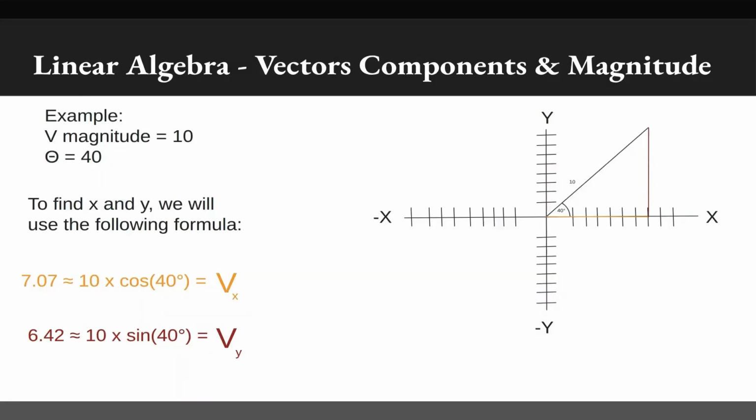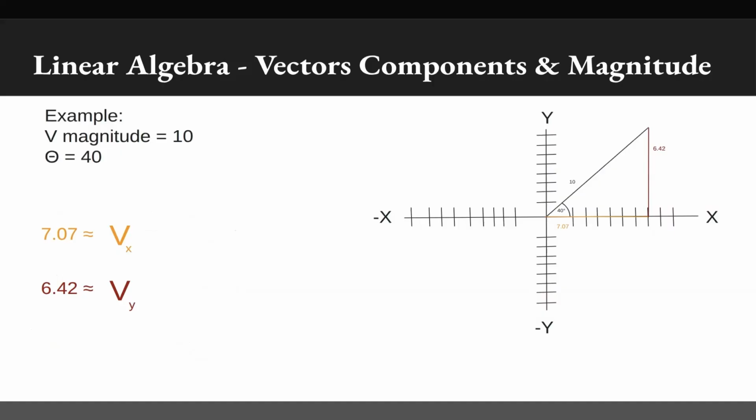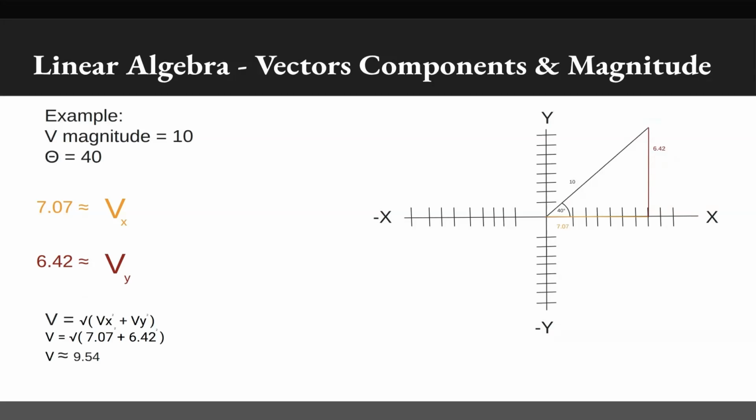And what if you already know the components and want to find the angle or the magnitude? So you can find the magnitude using V, which is equal to the square root of Vx, our x component, squared, plus the y component squared. And now we know what our x and y are, so we put the square root of 7.07 squared plus 6.42 squared, which is approximately equal to 9.54.